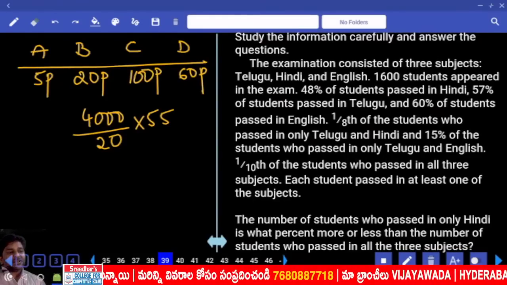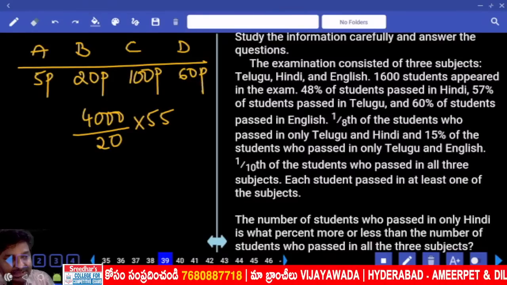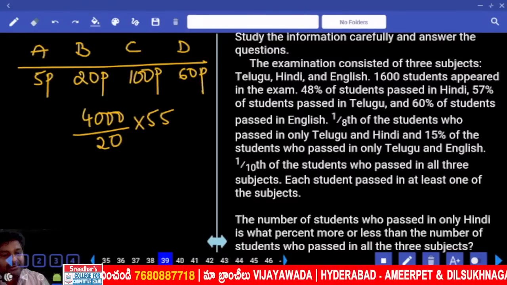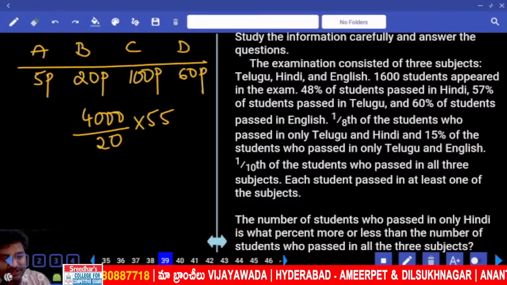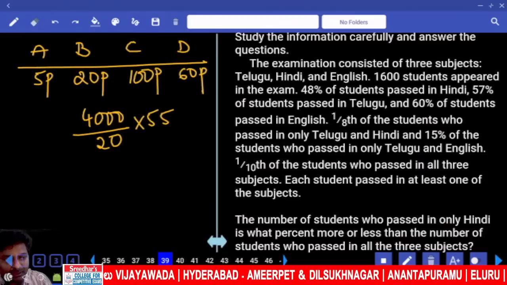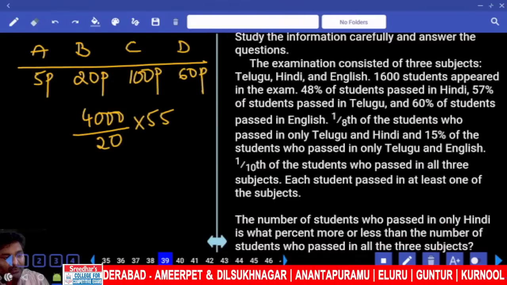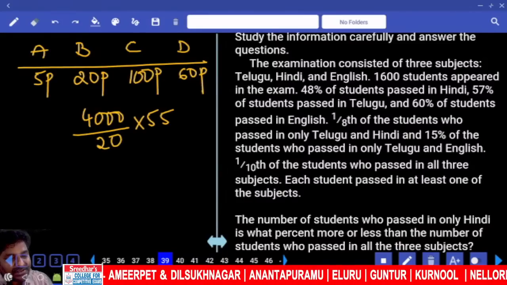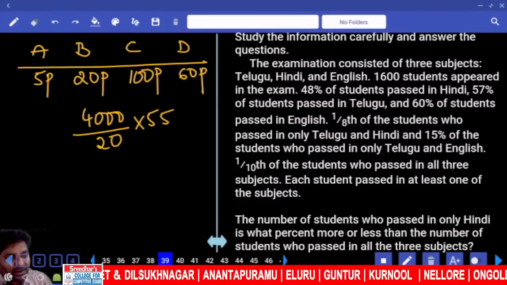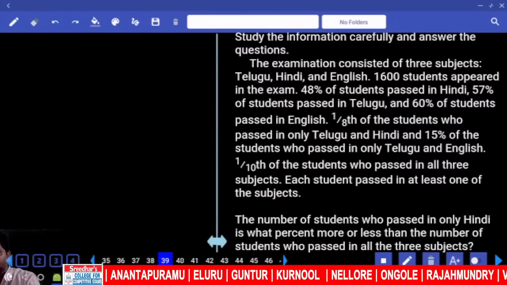The examination constituted of 3 subjects, Telugu, Hindi and English. 1600 students appeared in the exam. 48% of the students passed in Hindi. 57% of the students passed in Telugu. 60% students passed in English. 1/8 of students passed in only Telugu and Hindi. Only. So which concept are we going to use now?